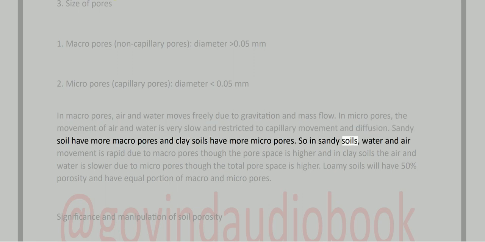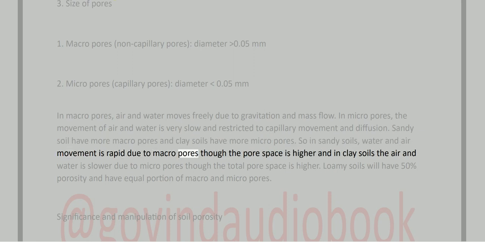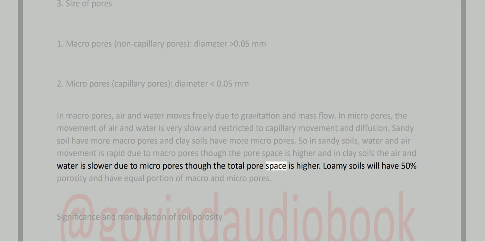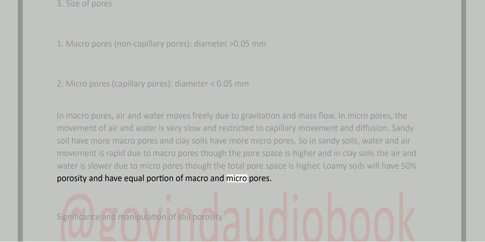So in sandy soils, water and air movement is rapid due to macropores though the total pore space is lower, and in clay soils the air and water movement is slower due to micropores though the total pore space is higher. Loamy soils will have 50% porosity and have equal proportions of macro and micropores.